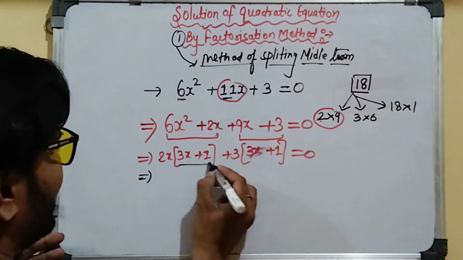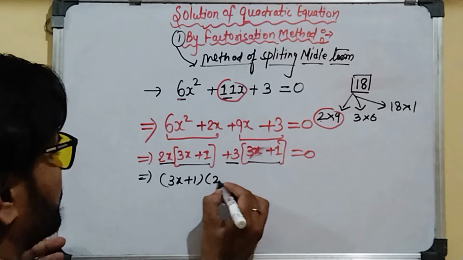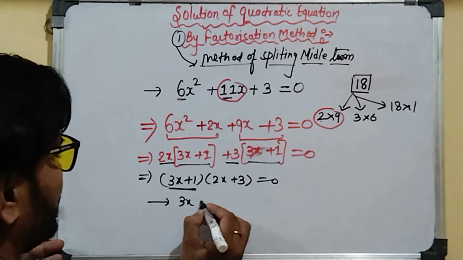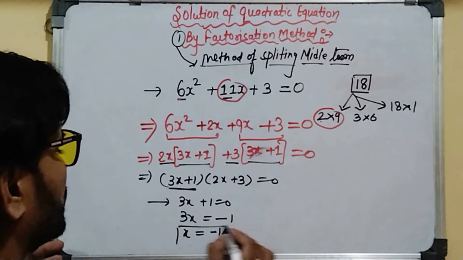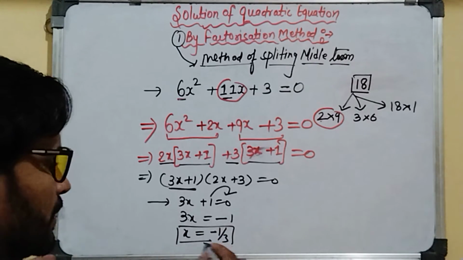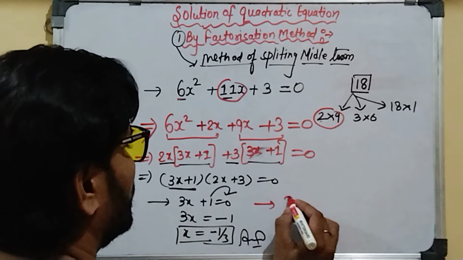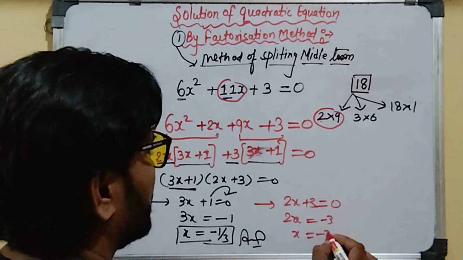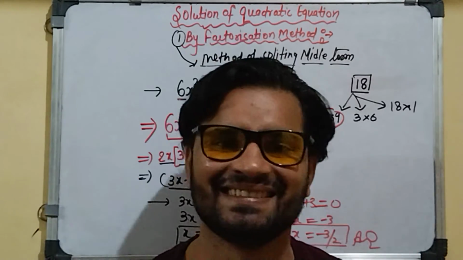Now 3x plus 1 will be common, then in the second bracket we get 2x plus 3. First of all, we take this as 0. 3x plus 1 is equal to 0. 3x will be equal to minus 1 and x will be minus 1 upon 3. 1 goes to the right side and becomes negative, and 3 goes to the right side and becomes divide. Is it clear? This will be the answer. And again, 2x plus 3 is equal to 0. So we get 2x is equal to minus 3. x we get minus 3 upon 2, and this will be the answer. Okay.